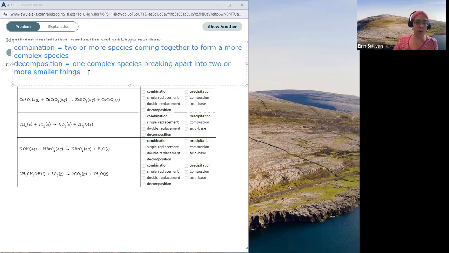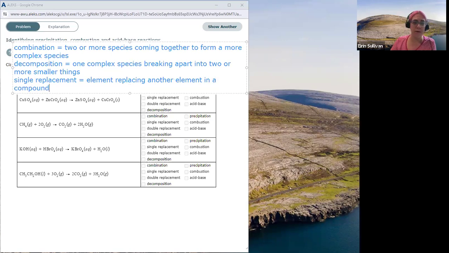We also have single and double displacements, or replacements, as ALEKS likes to think. Semantics is the same thing. A single replacement then is an element replacing another element in a compound. So it kicks out that element and then takes the compound's counter ion for itself. It's often an elemental metal replacing a metal cation and taking the anion for itself. A double replacement or a double displacement is where you have cation and anion switching partners, basically. Sometimes called a metathesis reaction.